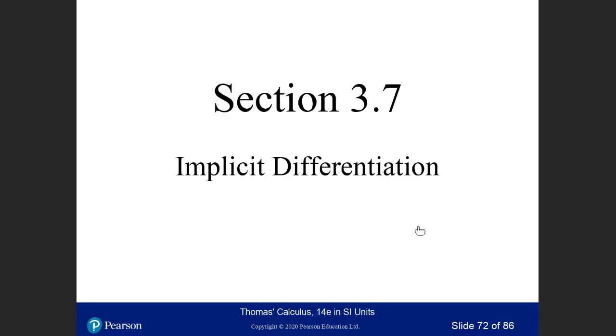Now let's look at implicit differentiation. This was previously the chain rule. That's an implicit differentiation.